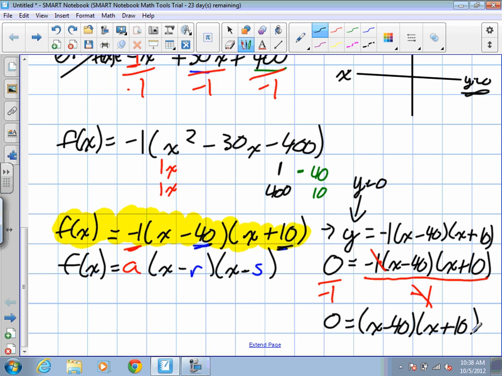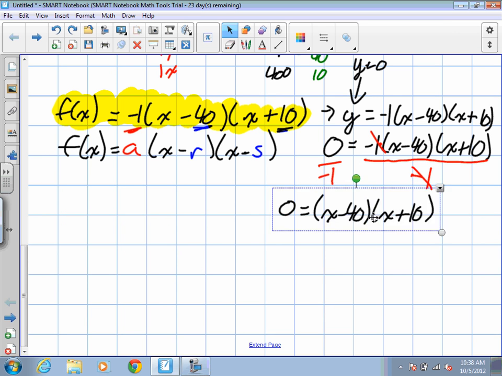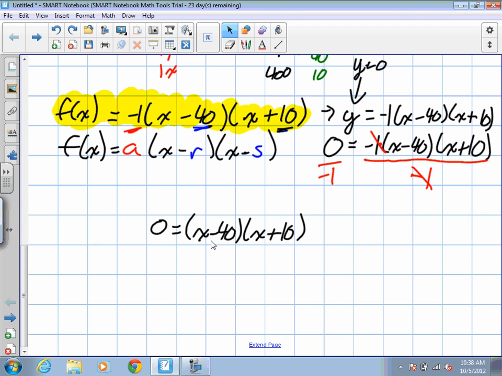Okay? We now have (x - 40)(x + 10) = 0. Let's think about this. This is multiplication between the two. Think of this as a term and another term. When we multiply these two terms, we get 0. What is the only term you can multiply by to get a 0? 0. That's the only term we can multiply by.